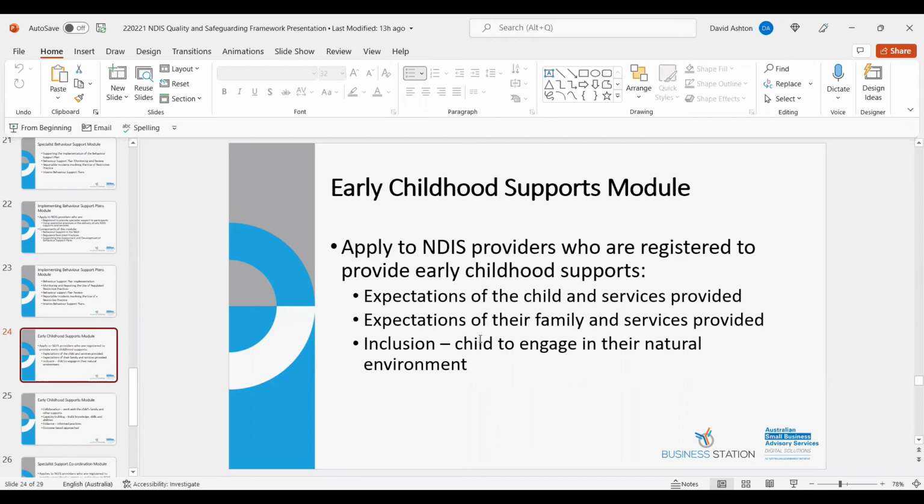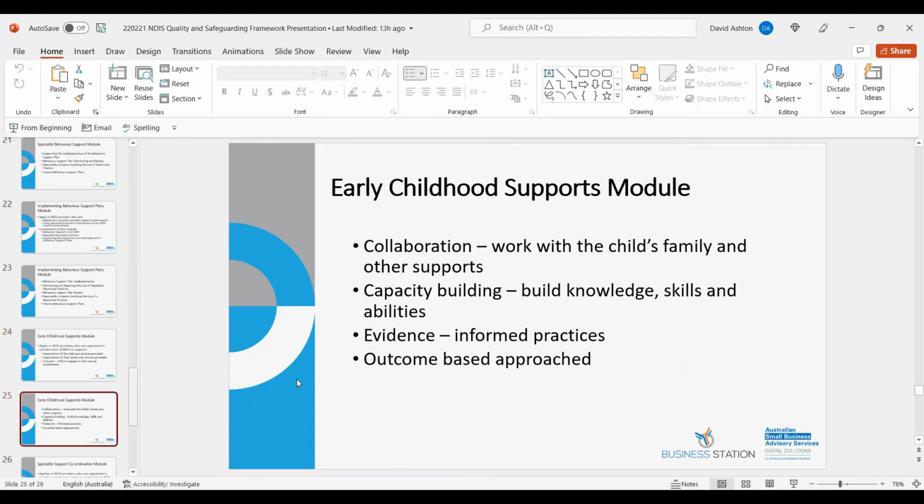And the final one is then outcome-based approach. So the whole basis of the support is delivering particular outcomes agreed between yourself and the client, and everything that you do needs to progress to achieving that outcome, essentially, which is that one there. So collaboration, capacity building, evidence-informed practices, and outcome-based approach.